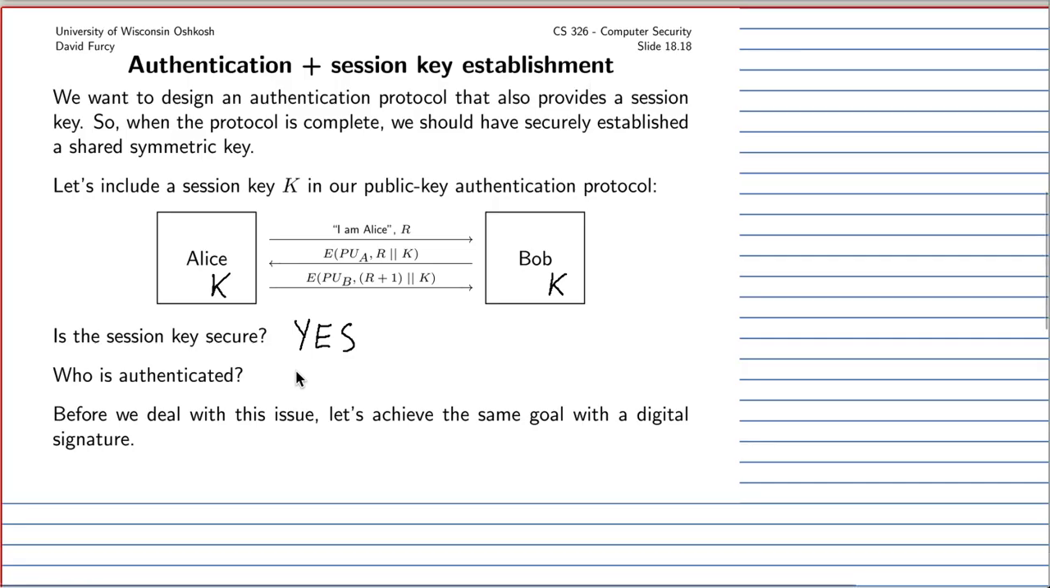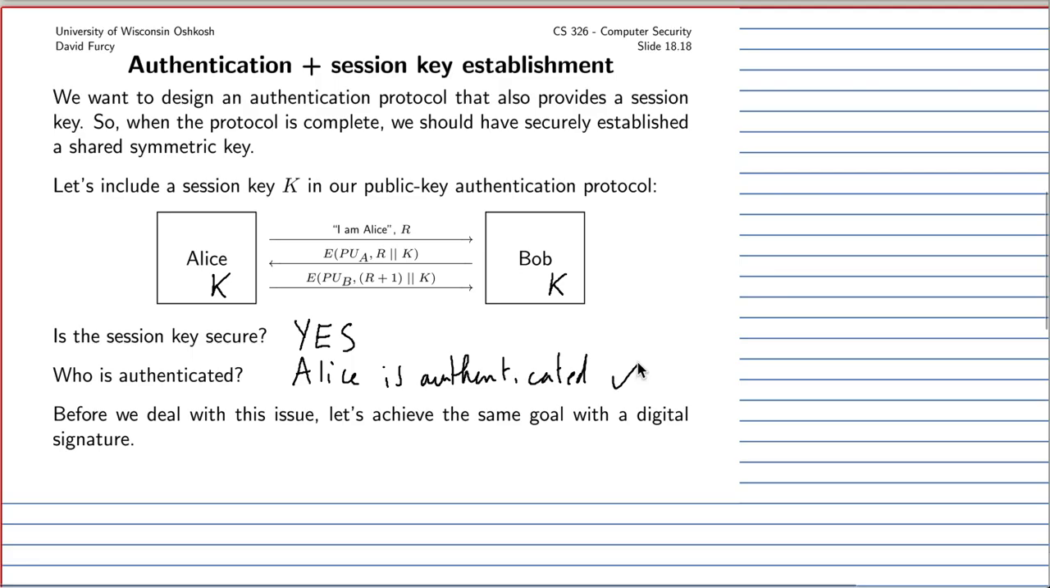Second question is, who is authenticated? Well, notice that when Bob receives this message, it was encrypted using his public key, so he can decrypt it. But this message must have come from Alice because this message contains the encrypted version of the key as well as the encrypted version of R plus 1. And since Bob sent that message encrypted using Alice's public key, Alice is the only one who could have decrypted that message and then sent this message back.